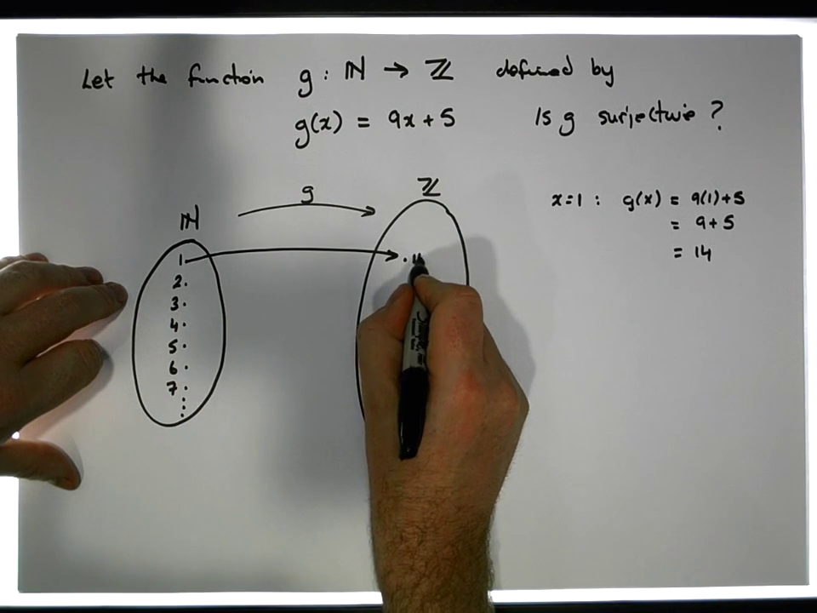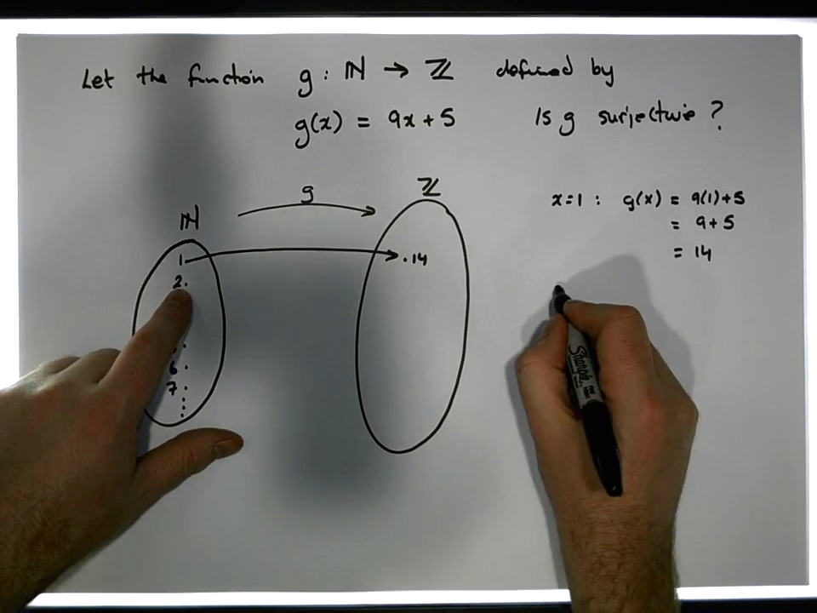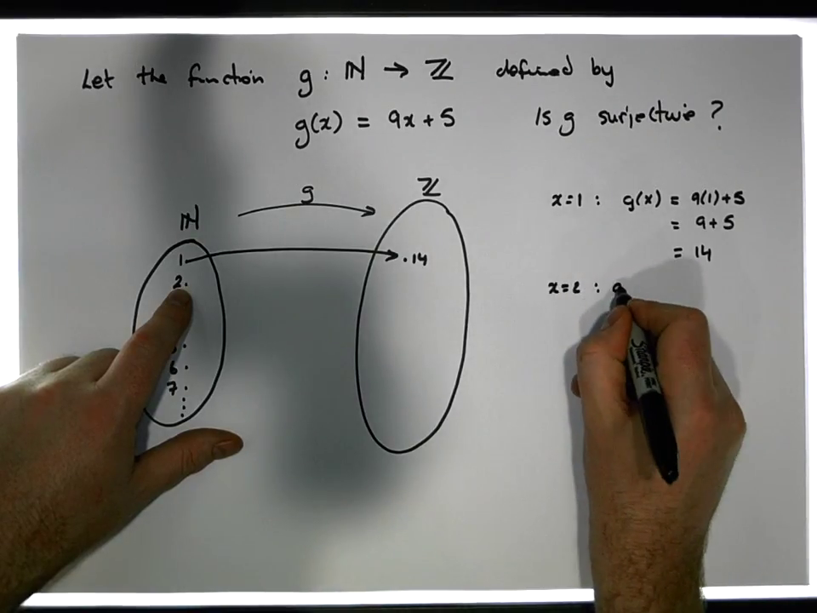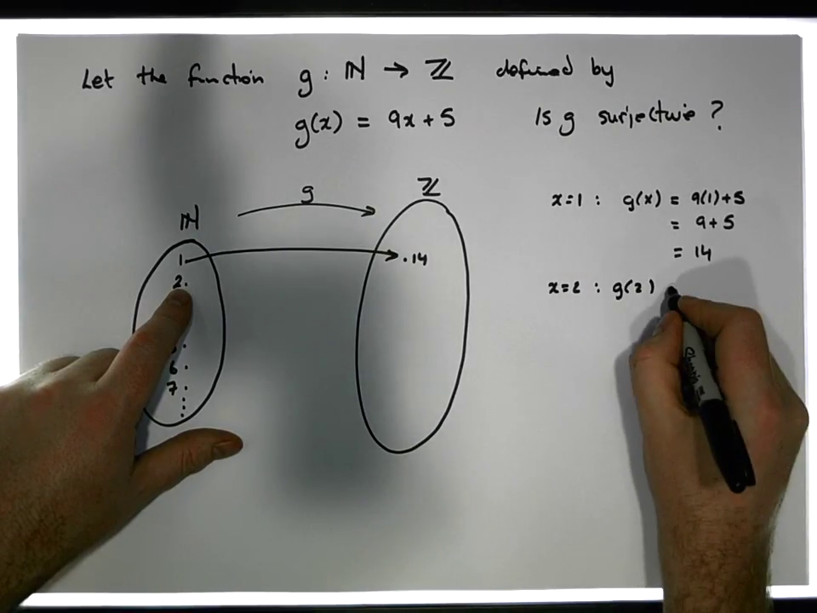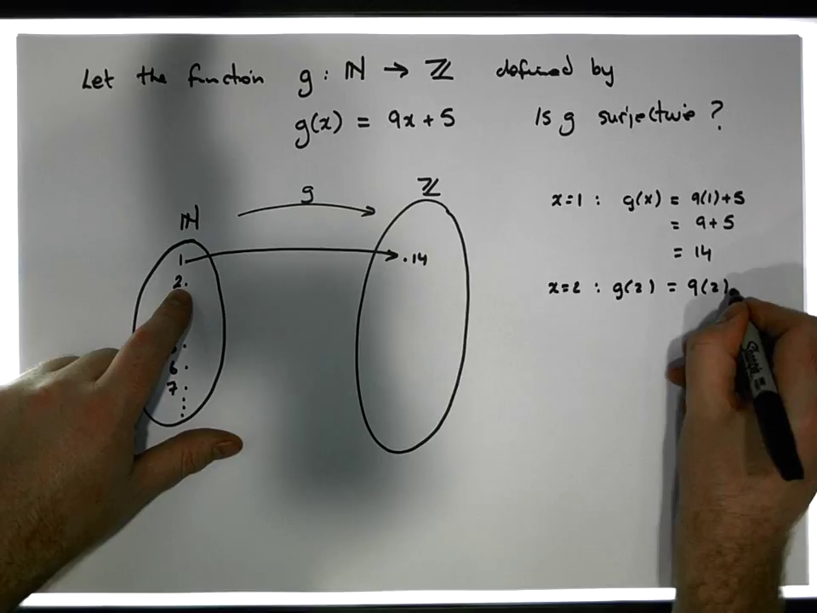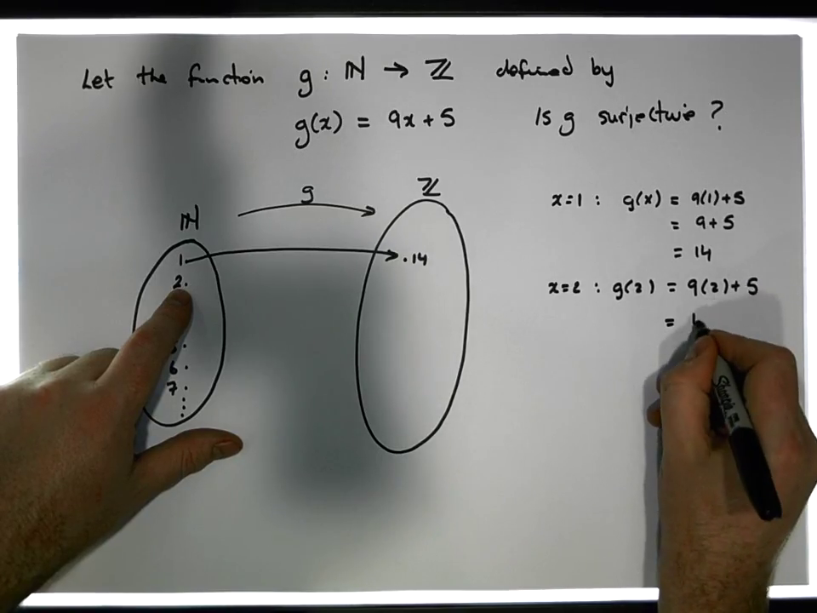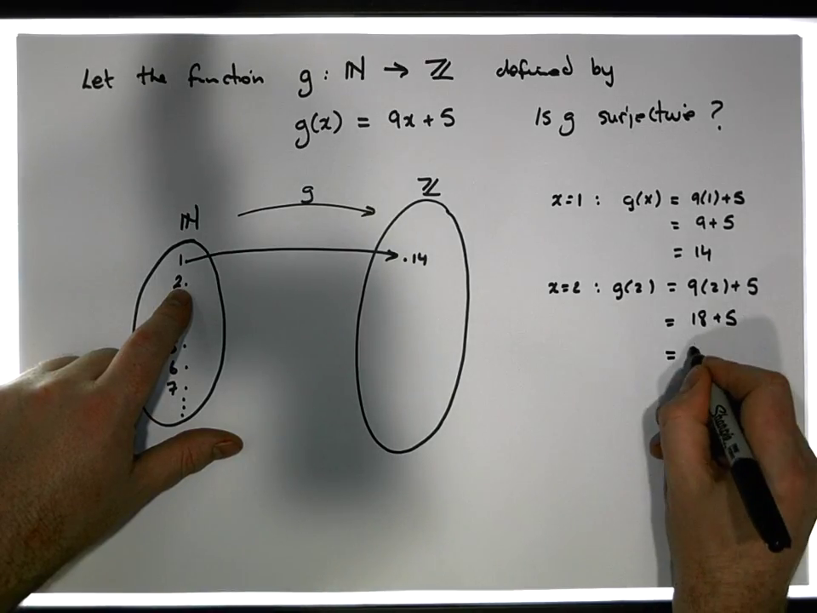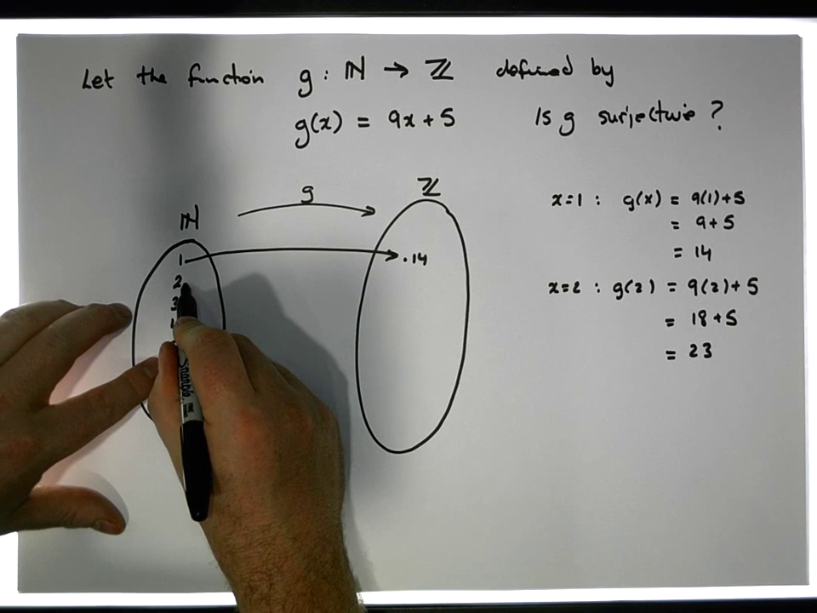What about when x is 2? When x is 2, we end up with g of 2. I should have set up here g of 1. g of 2 is equal to 9 times 2 plus 5. That's equal to 18 plus 5, which gives a value of 23. So 2 is taken to 23.